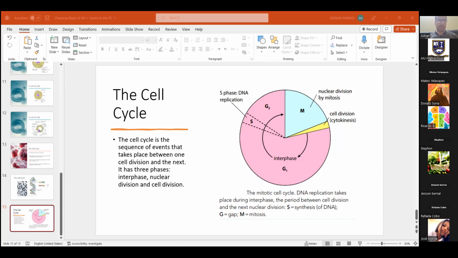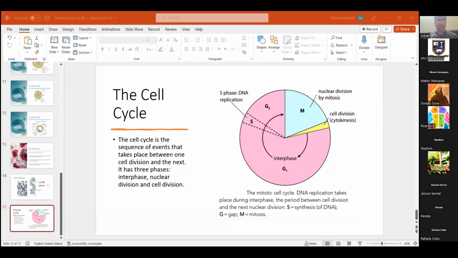Is it clear? Okay, great. So once the DNA is replicated, the cell enters its third phase, G2. So what happens in G2?